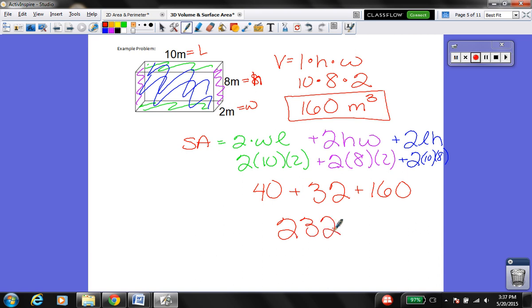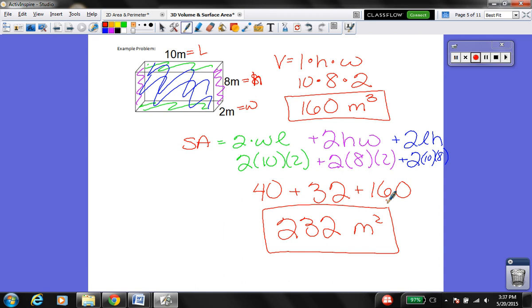Now, is it meters, meters squared, or meters cubed? You might be thinking there's 3 directions. However, when we broke it up onto a flat surface, which means it's flat, it's only 2 directions. So it's meters squared. Surface area is 232 meters squared.